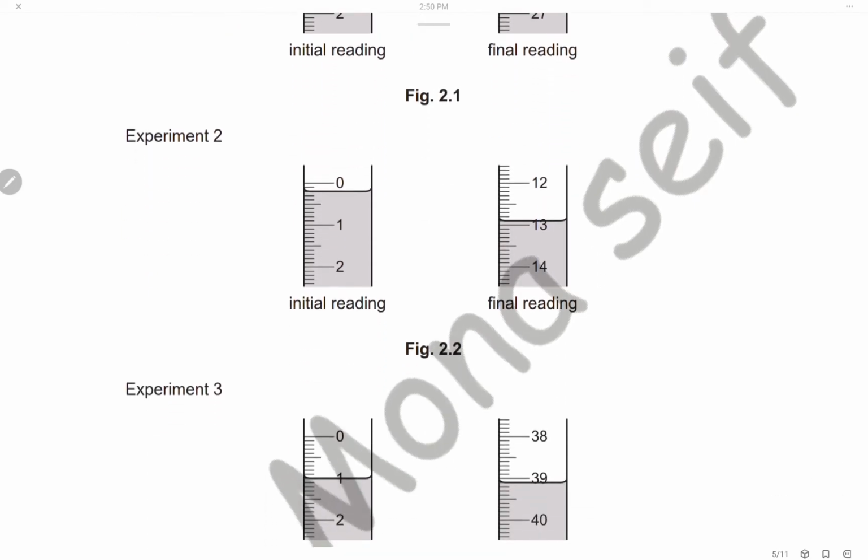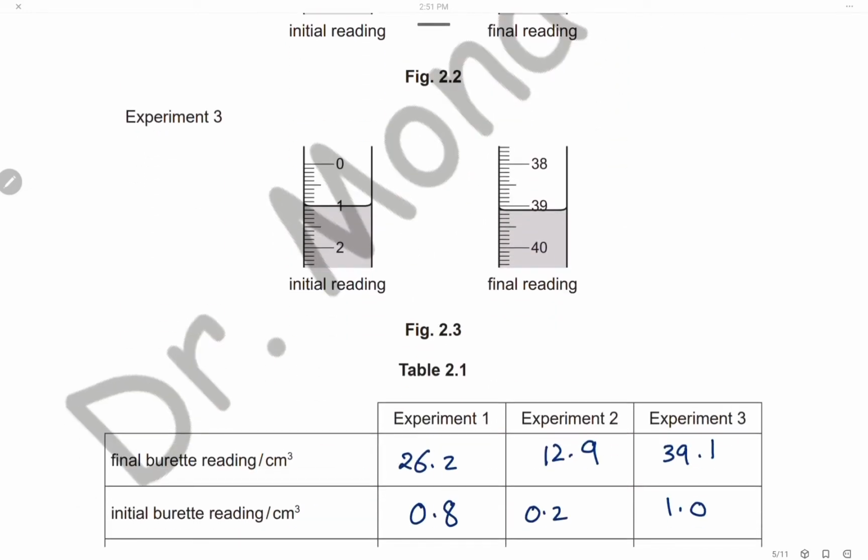Then for experiment 2, the initial reading will be only 0.2, and the final reading will be 12.9. For experiment 3, the initial reading will be 1, and the final reading will be 39.1. So we will subtract the final reading minus the initial reading for each of these experiments to get the volume of the acid used.